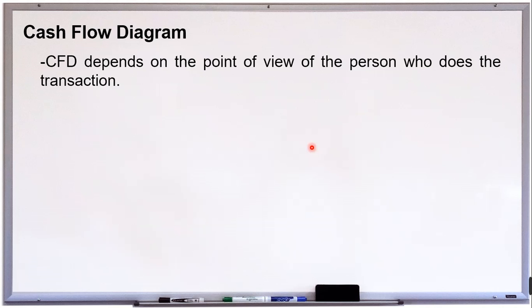Now the cash flow diagram, especially in constructing it, depends on the point of view of the person involved in the transaction. Let's say, for example, you're going to deposit money to the bank. So we have two points of view here.